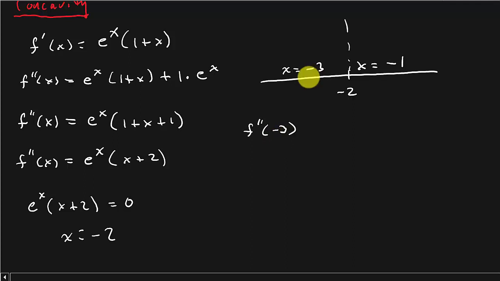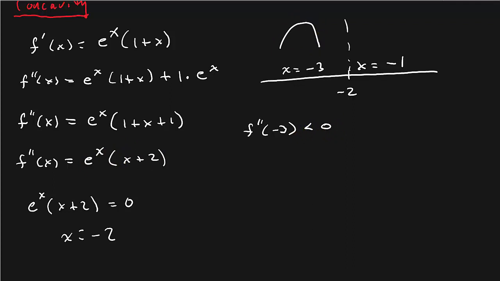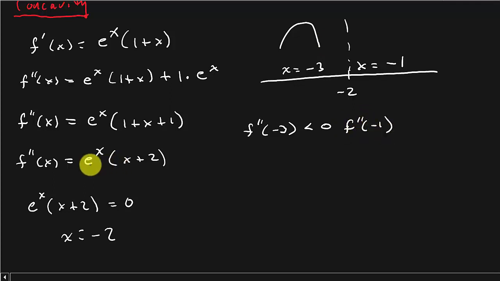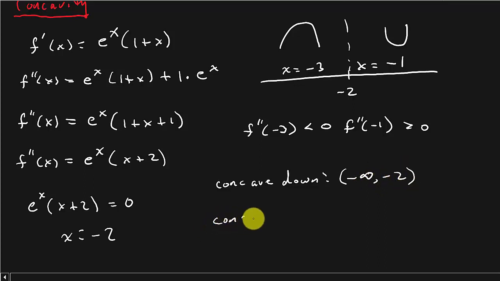Now we're going to evaluate the second derivative at each of these values, and all we care about is is it positive or negative. Remember, if it's positive, it's concave up. If it's negative, it's concave down. We don't care what the exact value is. So once again, the e to the x, no matter what number I plug in for x, is always going to be positive. So when I plug the -3 in, that's a negative times a positive. That's less than 0. So this is concave down. And when I do f double prime of -1, that's going to be a positive times a positive, which is positive. And so that's concave up. So we got concave down from -infinity to -2, and concave up from -2 to infinity.